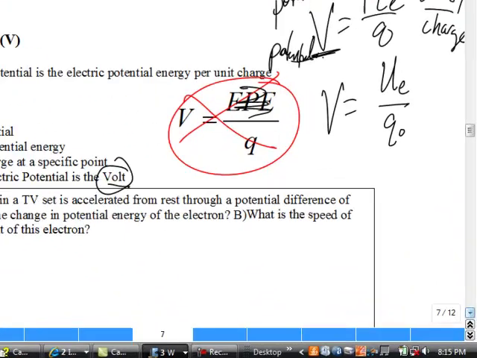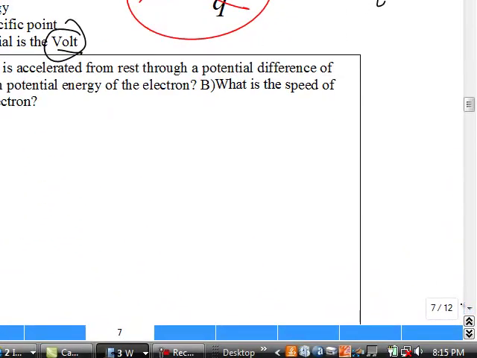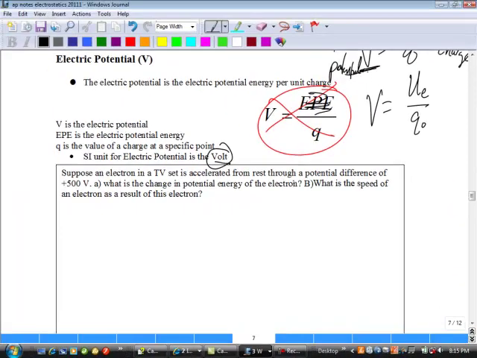Let's work this problem super quickly, see if it's very hard or not. Suppose an electron in a TV set is accelerated from rest through a potential difference of 500 volts. What is the change in potential energy of the electron? Okay, let's list our variables. We know the potential is 500 volts. We've got an electron, so hopefully you remember the charge on an electron is 1.6 times 10 to the minus 19 coulombs. And we're looking for our energy. What is our electric potential energy?